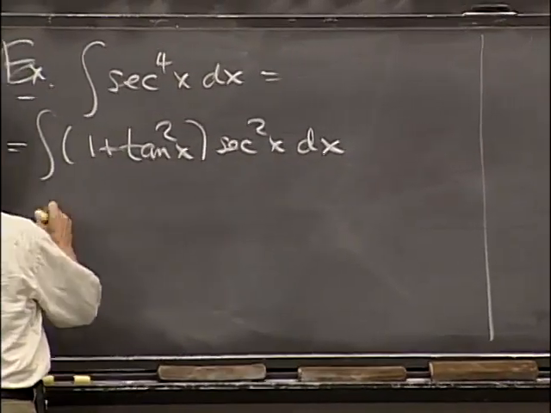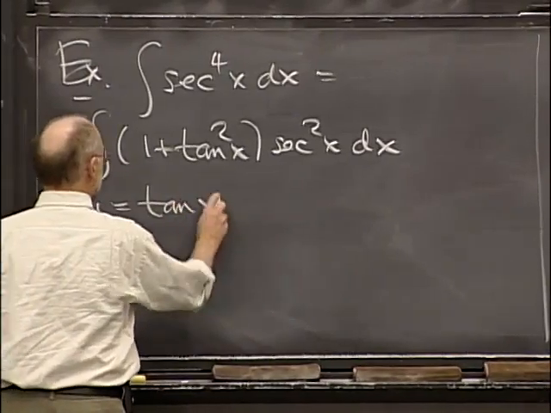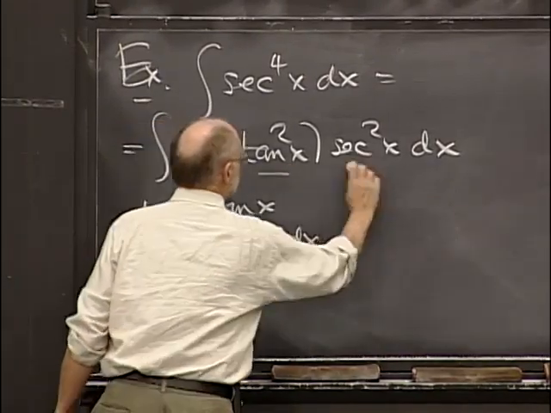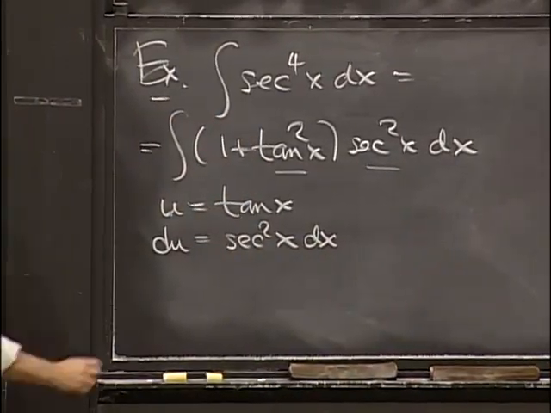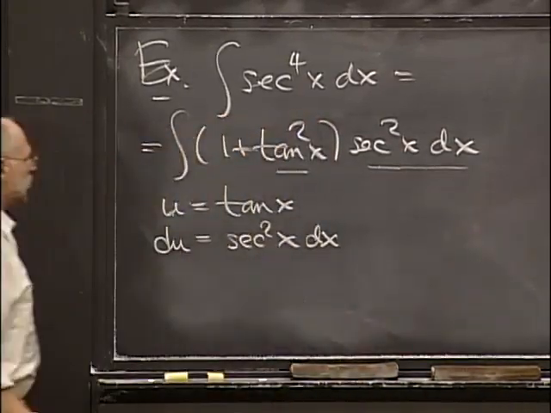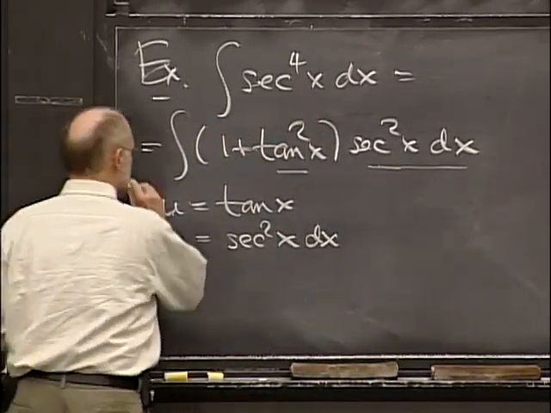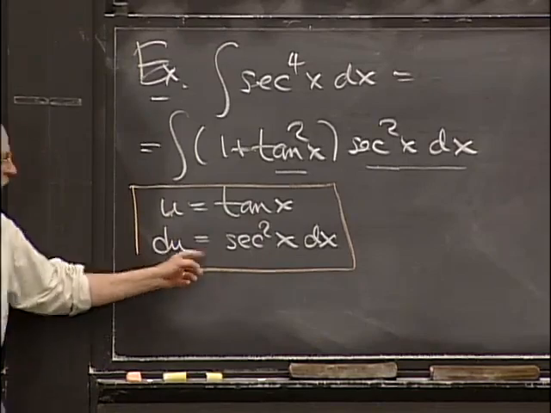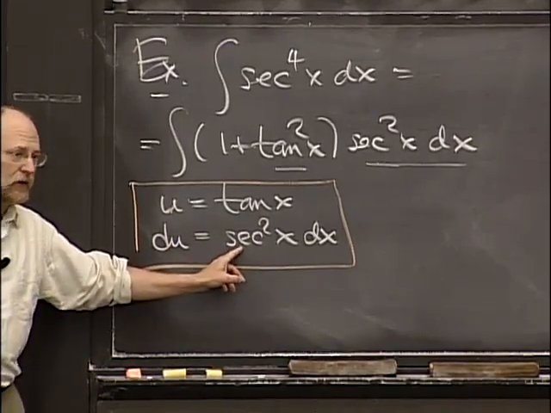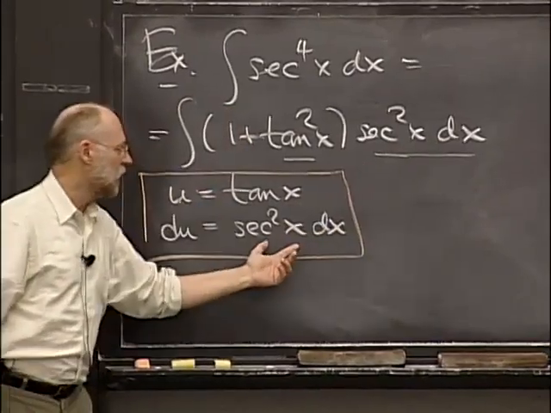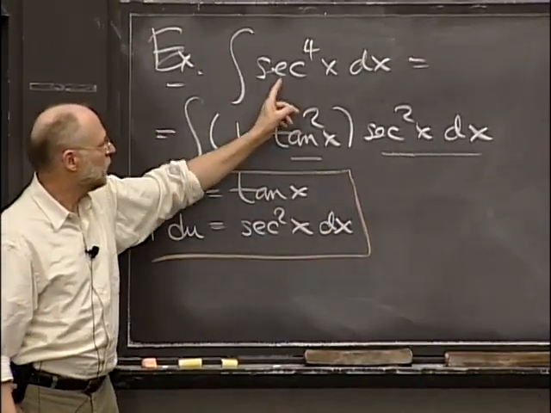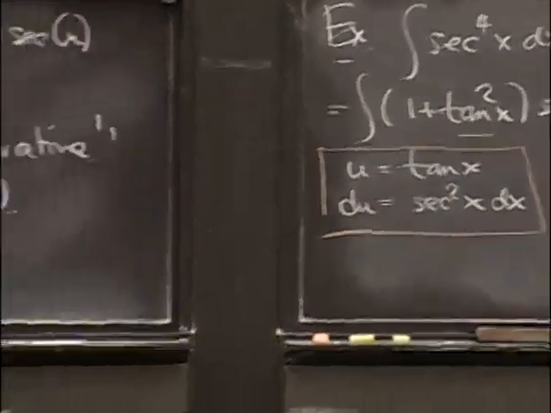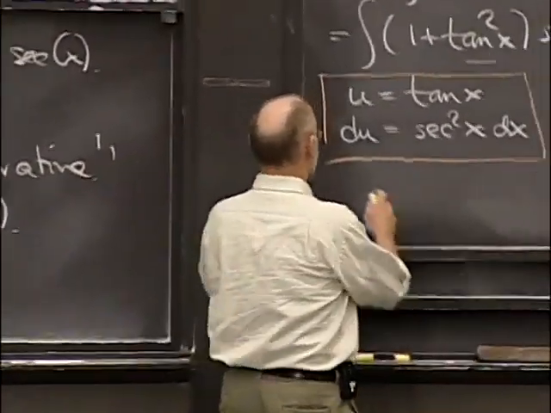Namely, let's let u be the tangent of x, so that du is secant squared of x dx, and I have both terms that occur in my integral sitting there very nicely. So the possibility of making this substitution and seeing a secant squared appear as part of the differential here, that's why it was a good idea for me to take 2 of the secants and write them as 1 plus tangent squared. So now I can continue this.